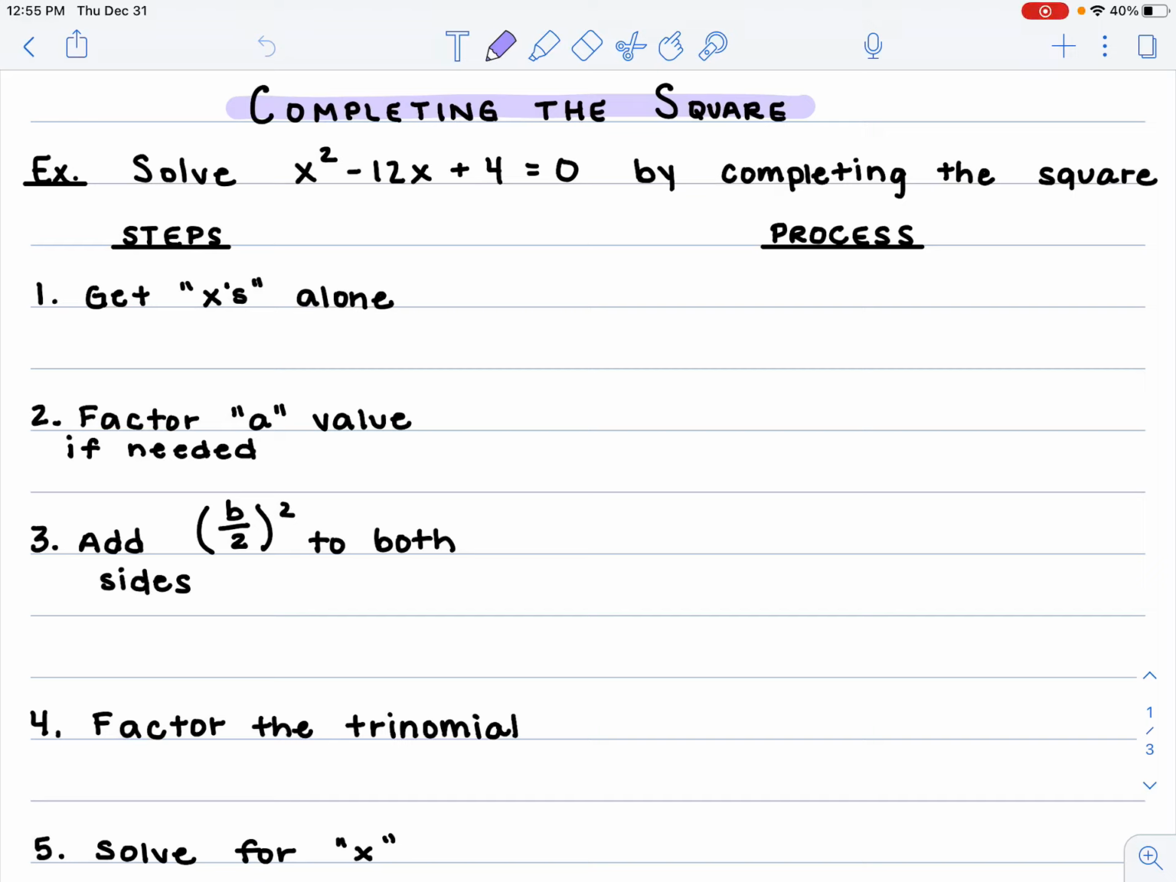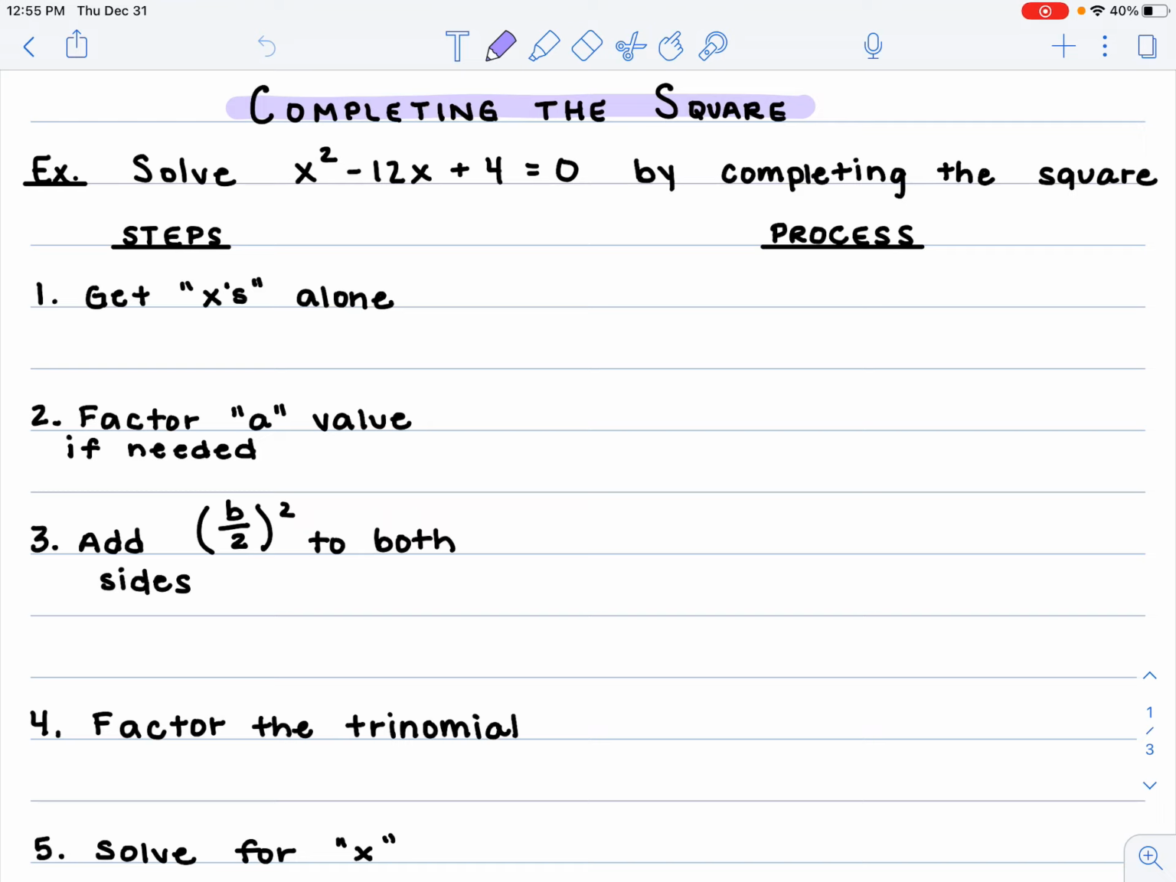Everyone, today we're going to be learning another way to solve quadratics. So far we've learned how to solve quadratics by factoring. We've also learned how to solve quadratics using square roots, or what we call algebraically. So today we're going to learn completing the square. This is a concept that you learned back in Algebra 1.